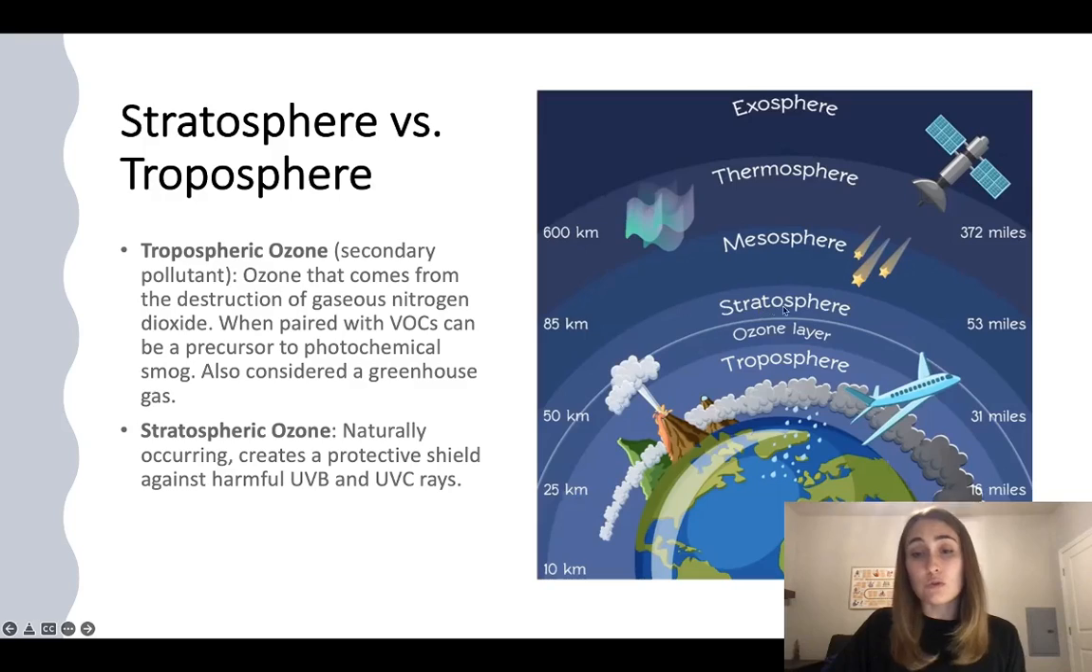Now, stratospheric ozone, which is the one we're going to focus on today, is the one that occurs in the layer just above us in the stratosphere. And this one is naturally occurring. It has nothing to do with anything anthropogenic and is beneficial to us because it acts as a protective shield against both UVB and UVC rays.